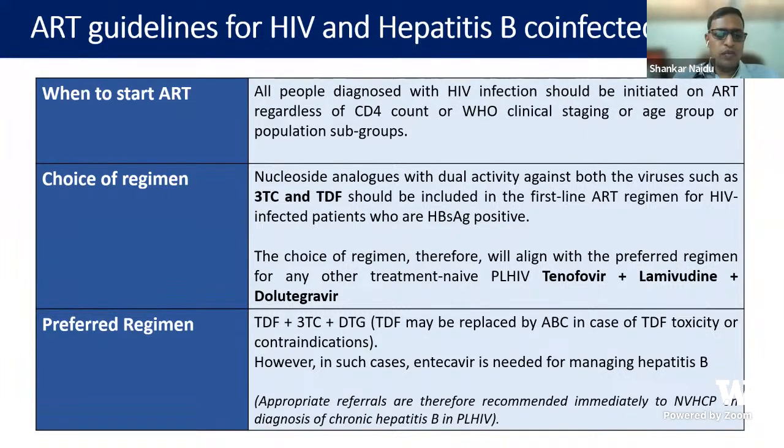which is in line with the preferred regimen for all other treatment-naive PLHIV. And alternative regimens, especially in patients who cannot tolerate tenofovir or are developing toxicities, or where tenofovir is contraindicated, like patients who are having renal dysfunction, in those patients abacavir can be given in place of tenofovir. However, we need to remember that we need to add entecavir along with lamivudine, because lamivudine alone against hepatitis B would result in development of drug resistance.